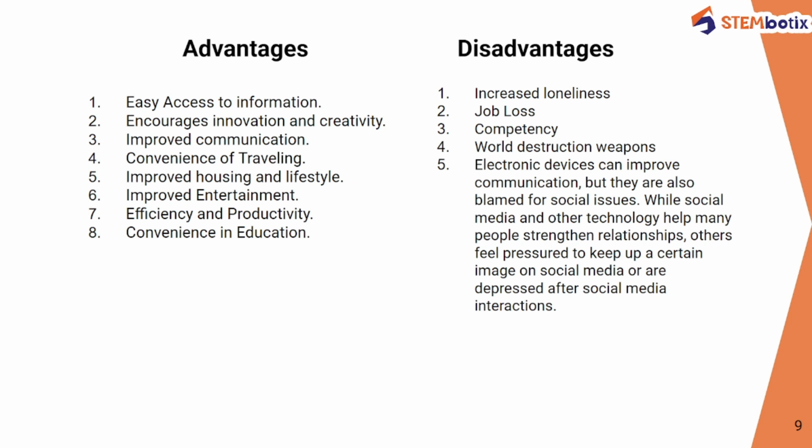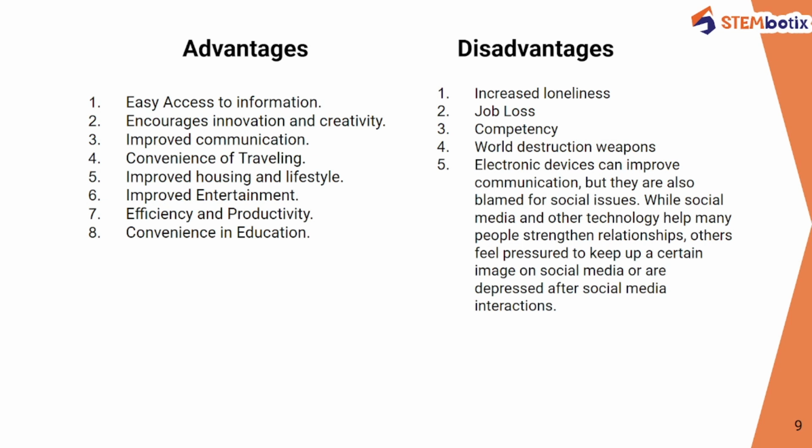So, after seeing the definition of electronics, let us see the advantages and disadvantages of this kind of gadgets or circuits. Now, this branch of electronics has many advantages. Like at first, easy access to information. Due to this technology advancement and the gadgets of electronics, you can have any kind of information anywhere, anytime.